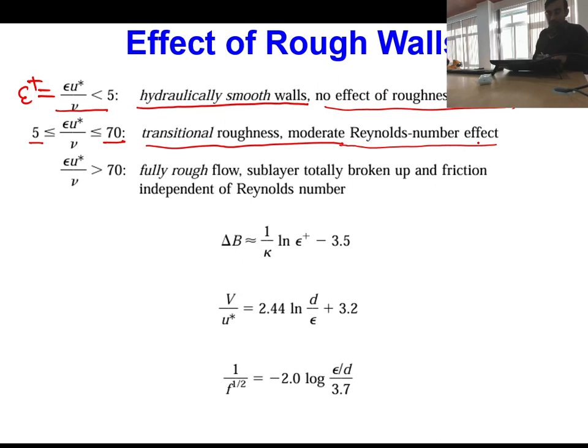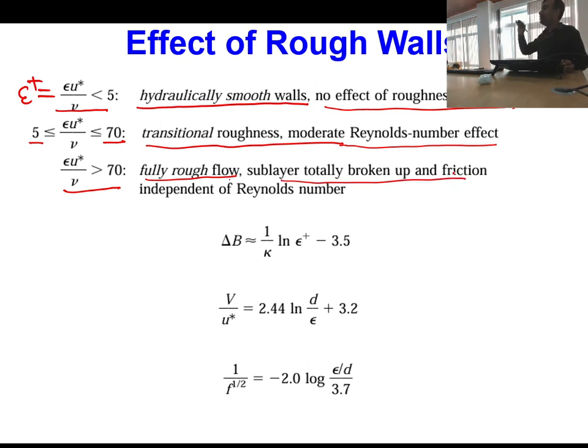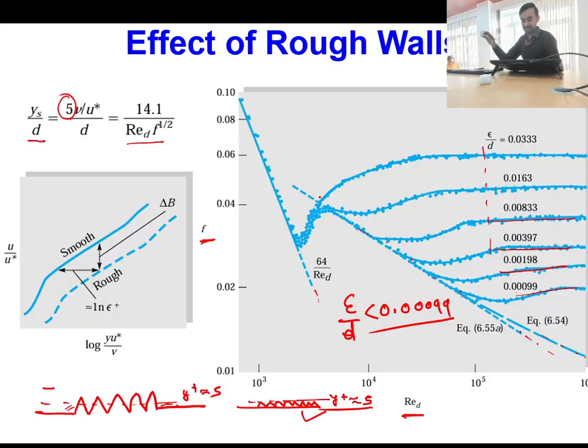Okay. On contrary, when my epsilon plus is greater than 70, in this case I will be having the fully rough flow. So whole friction contribution will be mainly because of the fully roughness, and sublayers of laminar region will be completely breaking because of the protruding rough portions of the pipe material, and I will be having flow as independent of the Reynolds number. So that is something which I am trying to show over here.